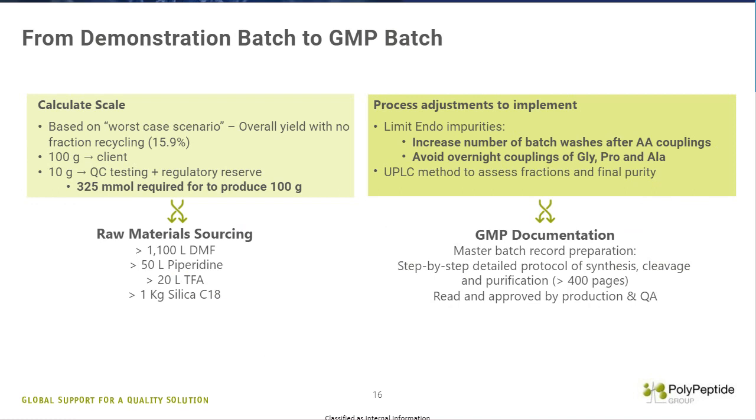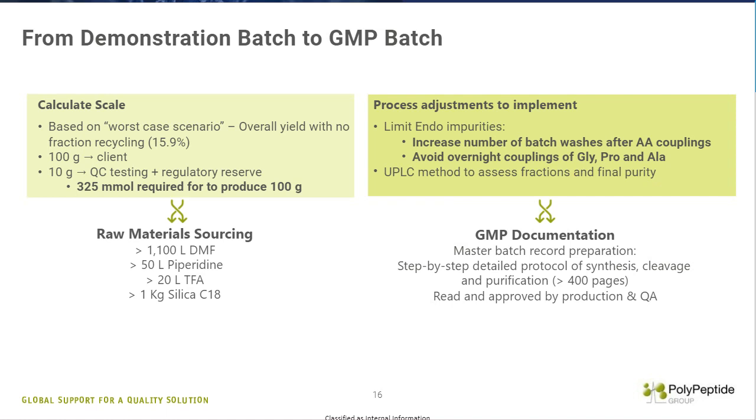So in one sense, we have to calculate the scale of the GMP batch that we want to use. So we take into consideration all the yields of each step that we previously tested during the demonstration batch. We take into consideration the amount needed for the client itself. And we also take into consideration how much is required for QC testing, for regulatory reserve and other tests. And generally, we take into consideration a worst case scenario. So we have an overall yield that doesn't include things like fraction recycling, which might be able to save us in certain cases.